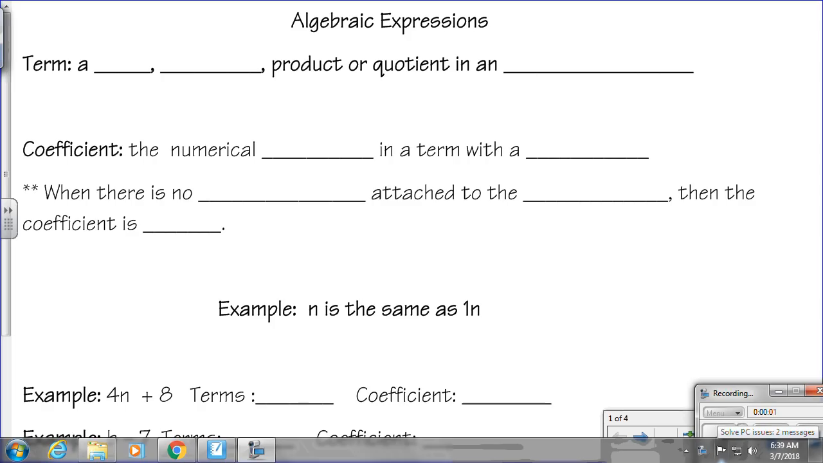Okay, so today we're going to talk about algebraic expressions, and eventually we're going to get into writing them, and you need to know a lot of math vocabulary for this. First of all, we're going to talk about what a term is. A term is a number, a variable, a product, or quotient in an expression.